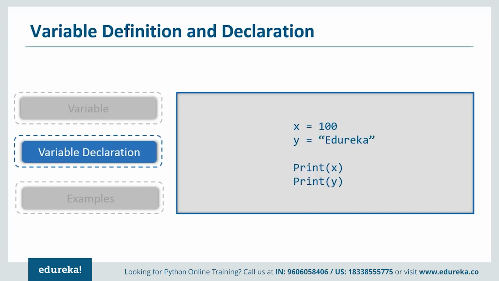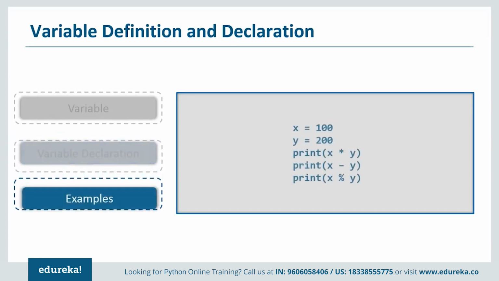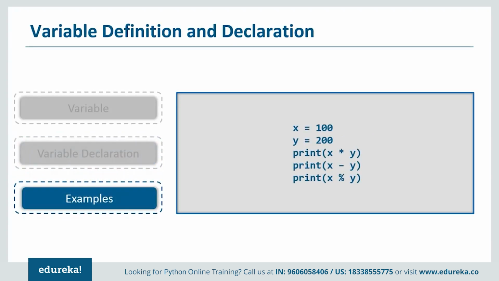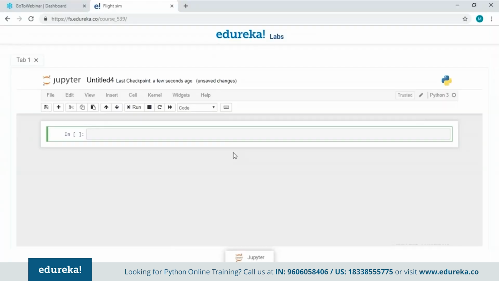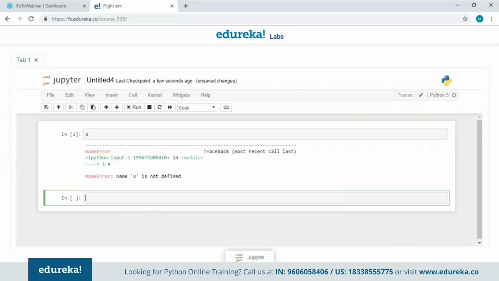You can also perform operations on these variables using the arithmetic operators. You can perform addition, multiplication, subtraction or division as well. Now let's try to understand this in the Jupyter notebook as well. First of all, I'm going to declare a variable without assigning a value to it. Let's see what happens. It is going to show an error. The error says name x is not defined. So let's try again after giving it a value.